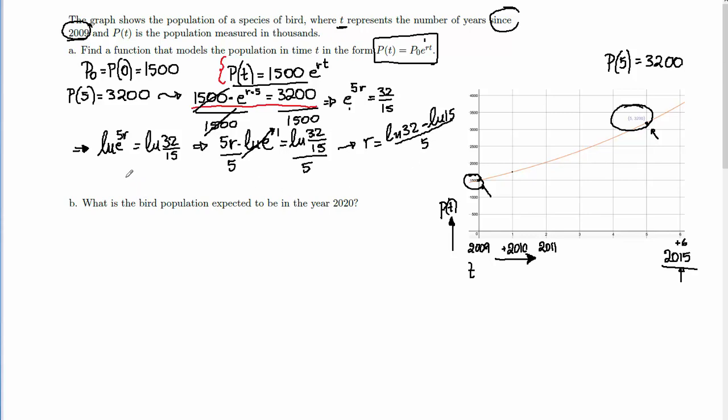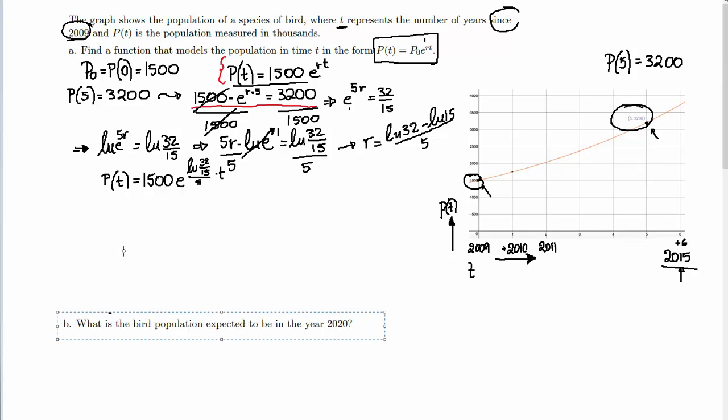So if I plug in now into my equation, P of t will look like 1500 times e to the ln of, let's put it together. I think it's better for us to put it together. 15 divided by 5 times t. Well, let's look at this together. Can we further simplify it?